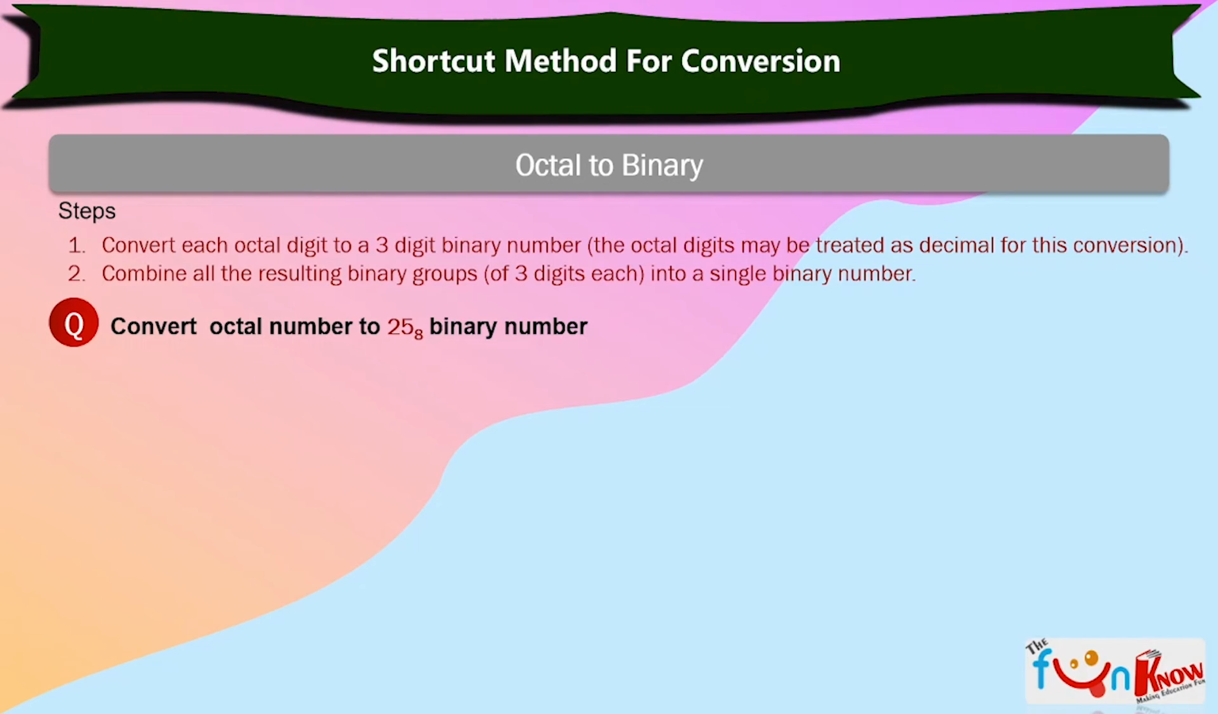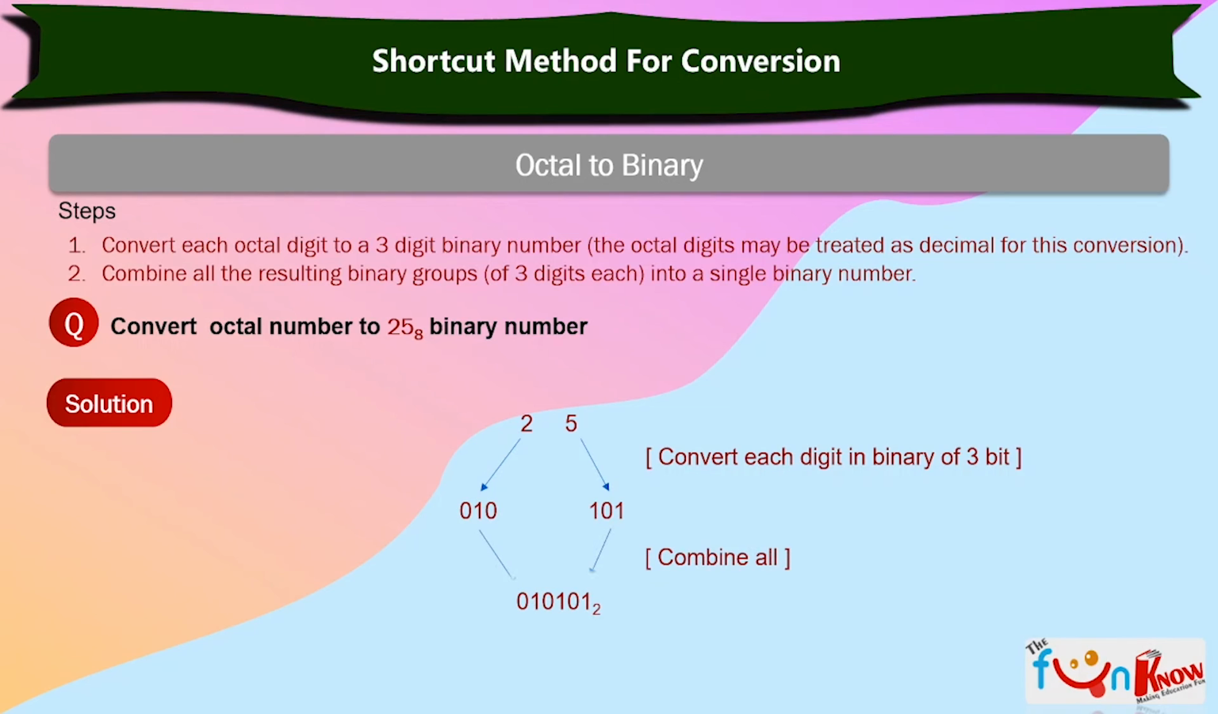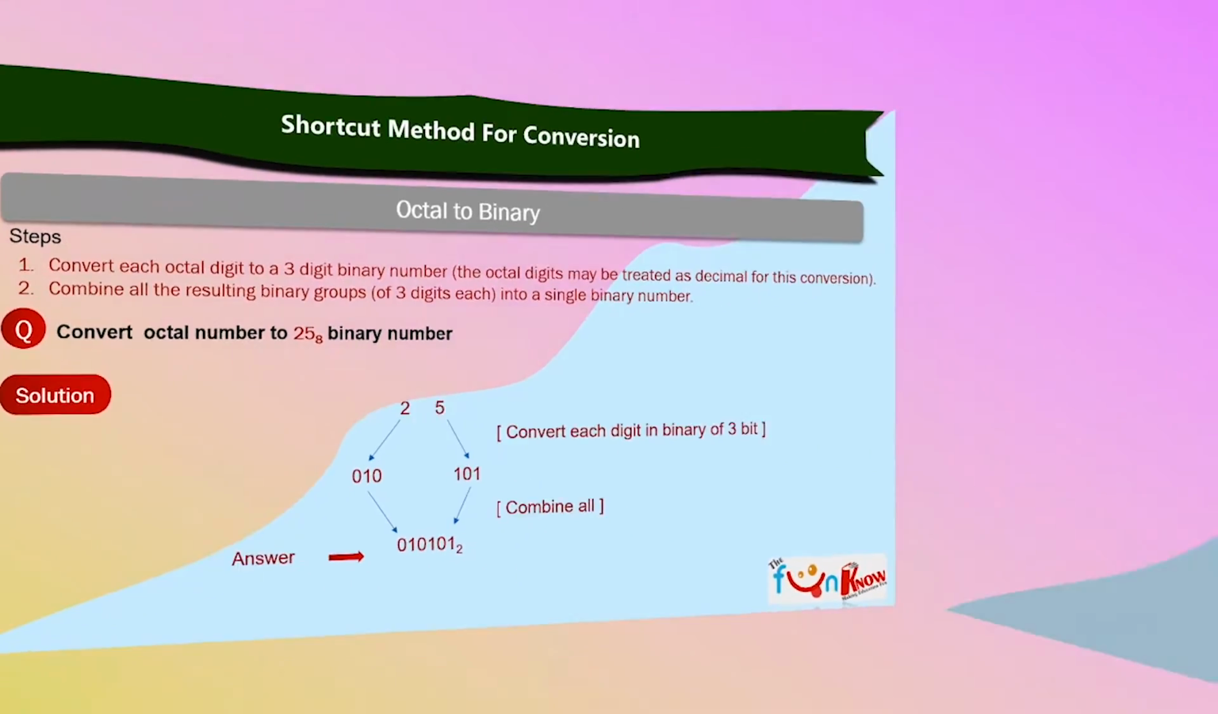How are we going to do that? We are going to follow the steps given there. Step number 1 is to convert each digit into 3 binary digits. So 2 and 5 we have to convert. 2 will be 010 and 5 will be 101. After combining both values, the answer will be 010101 to the base 2, and here is the answer. This is how, with shortcut methods, you can simply convert an octal number to a binary one.